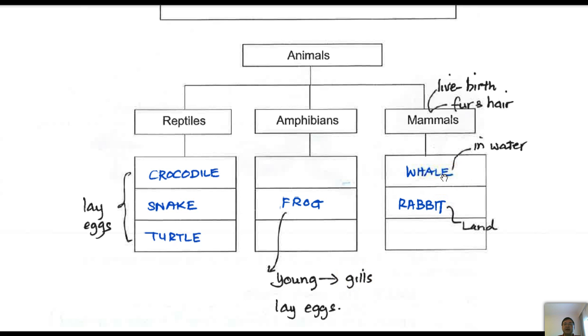For whale, they are mammals. Some are found in water, and this is on land. Mammals means that they give live birth, and their body covering is fur and hair. Now of course the arrangement for the grouping will be like this: crocodile, snake, turtle, frog, quail, and rabbit.